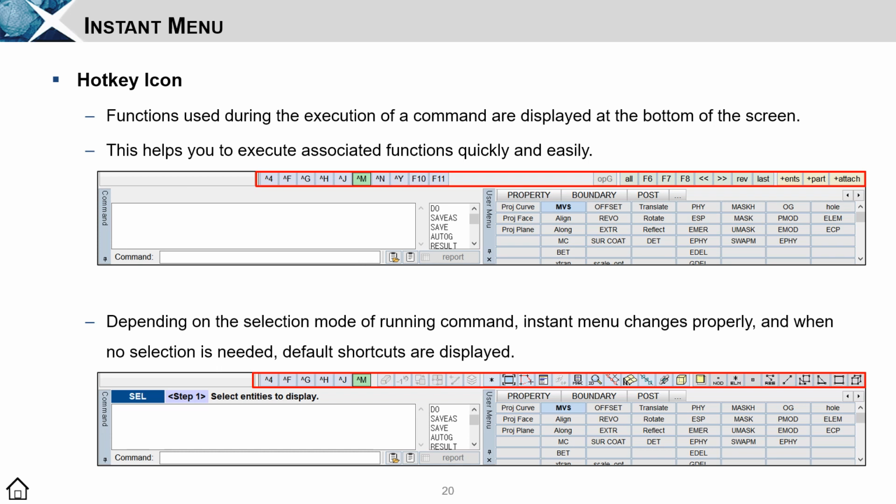Functions used during the execution of a command are displayed at the bottom of the screen. This helps you to execute associated functions quickly and easily. Depending on the selection mode of the running command, the instant menu changes properly, and when no selection is needed, default shortcuts are displayed.